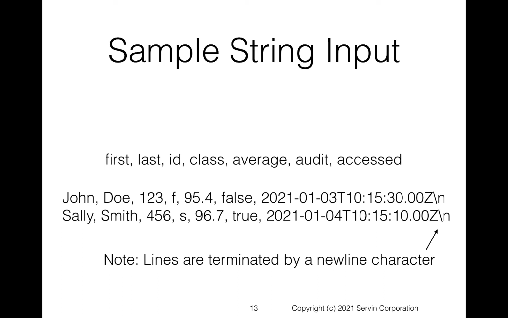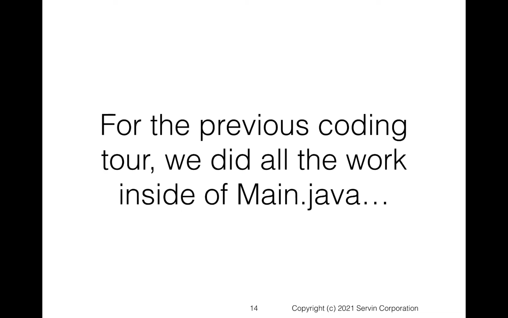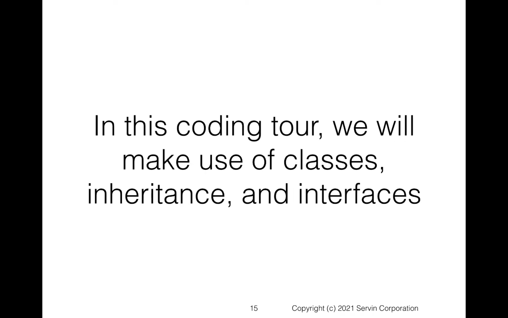So we had these sample string inputs. We had two sample strings, and the lines of the strings were terminated with a \n standing for newline character. From the previous coding tour, we did all the work inside of Main.java. In this coding tour, we'll make use of classes, of inheritance, and of interfaces.